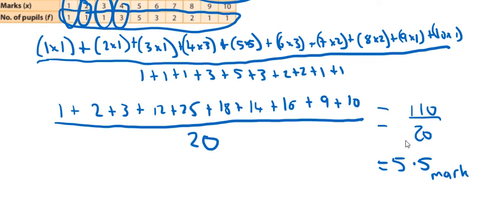So you can see from the table that obviously some got a lot less and then some got a lot more. So a couple of students got 9 and 10 marks and a few students got 1 and 2 marks, but the mean or the average mark was about 5.5.